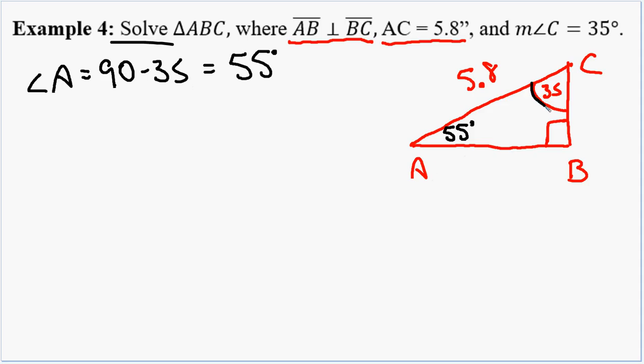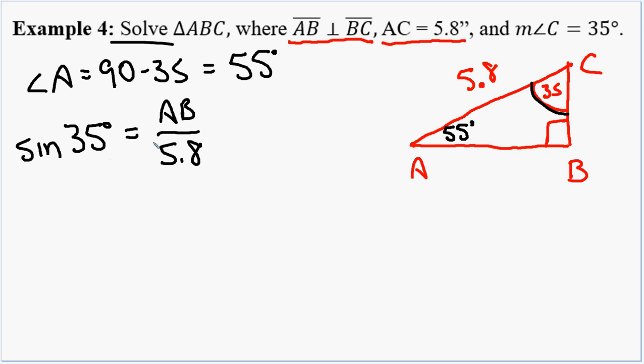Okay, I'm going to go back to the angle they gave us, 35. Let's say I want side AB, that's opposite, and I have hypotenuse. I could set up the sine of 35 is equal to AB divided by 5.8. So multiply both sides by 5.8, and we should get side AB is approximately 3.3 inches.